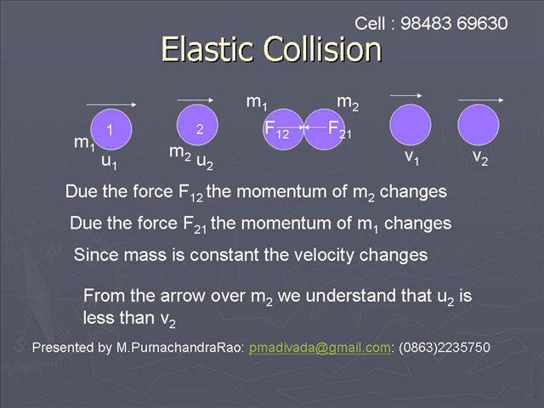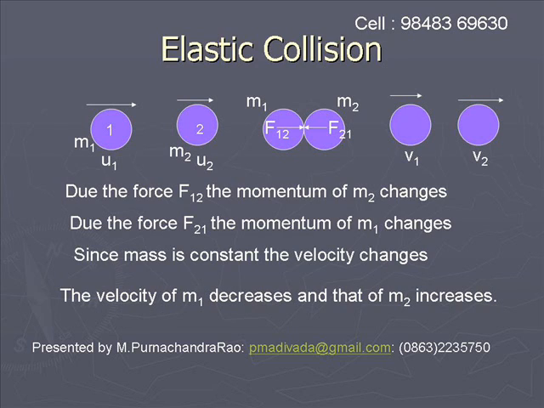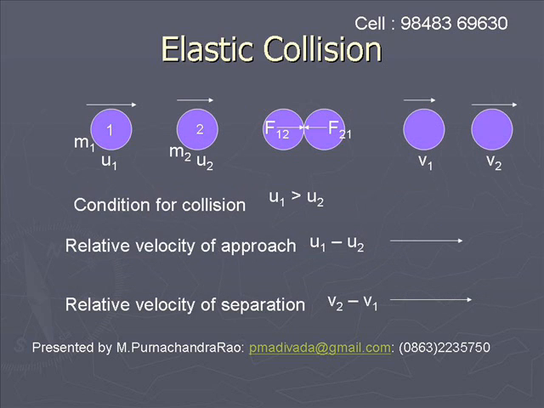Observe the arrows above m1 and m2. The length of u1 is more and the length of v1 is less. That means the velocity of the first body has decreased. Take the second body, the arrows over m2. The arrow over u2 is less than the arrow over v2. That means the velocity of the second body has increased during collision.